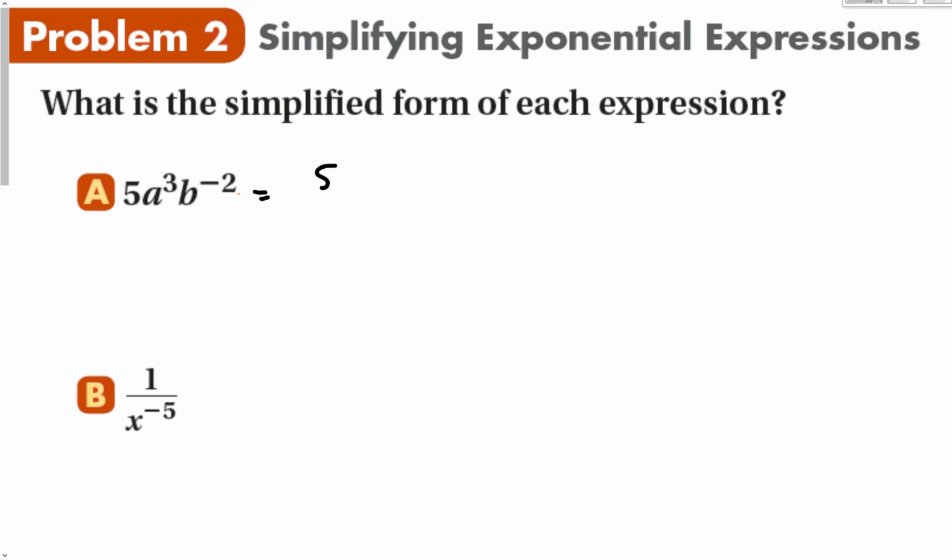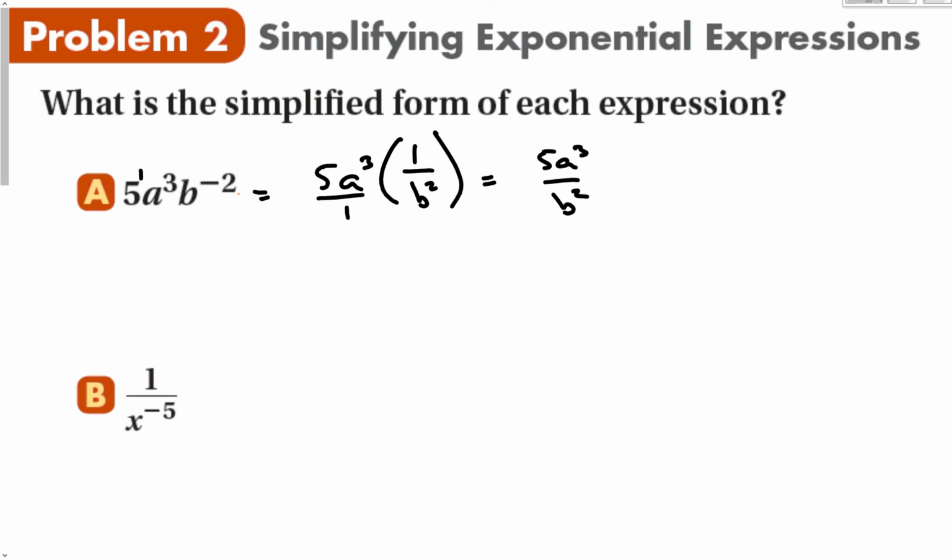So the 5 is raised to the first power. Leave that alone. A is raised to the third power. And then b turns into 1 over b squared. Now I can put those together because technically I could think of this as a fraction too, all over 1. To multiply two fractions, multiply across the top, multiply across the bottom, and we get 5a to the third over b squared.